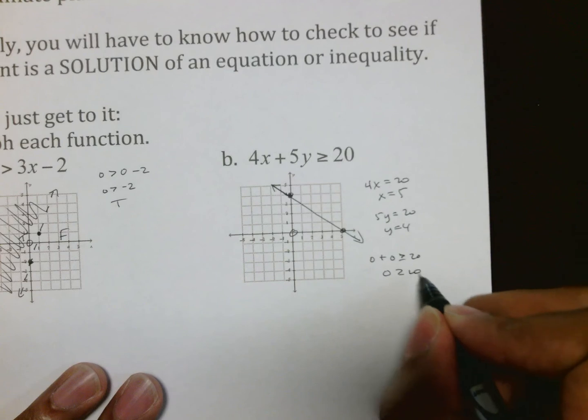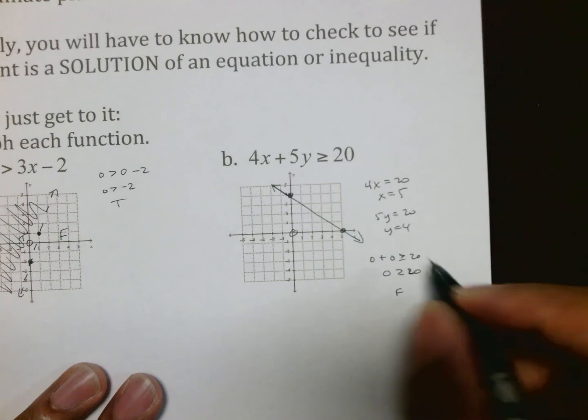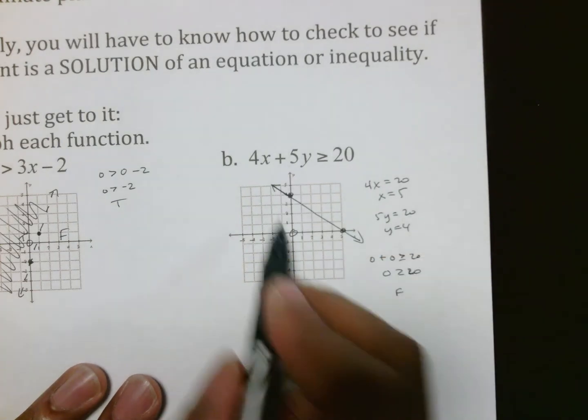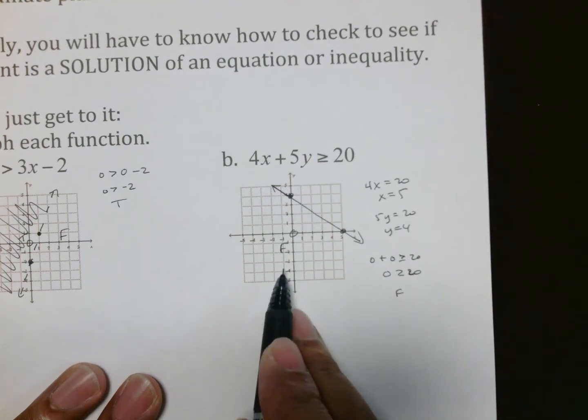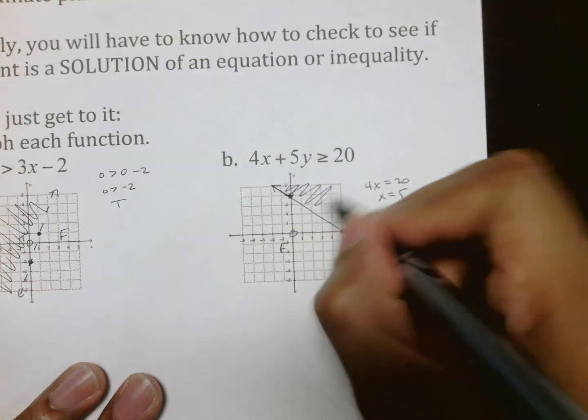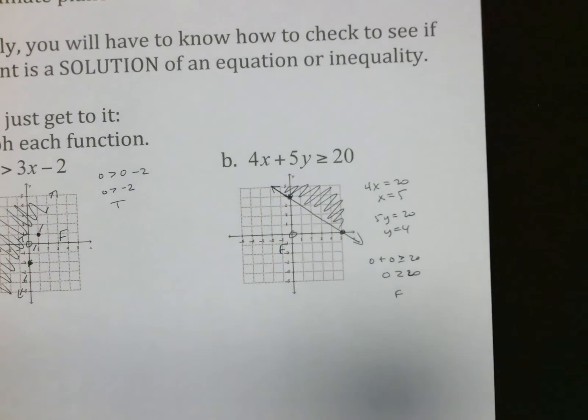0 greater than or equal to 20 is actually false, and because this is false, and because this separates everything true from everything that is false, it means we don't want this side, so jump over it and shade the other side. That is how this part works. Alright.